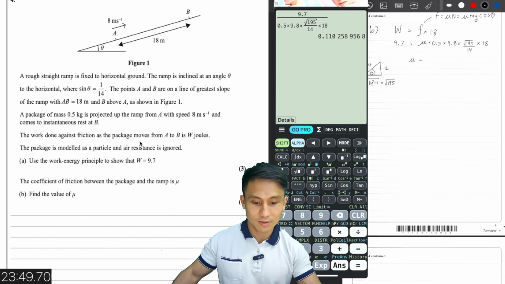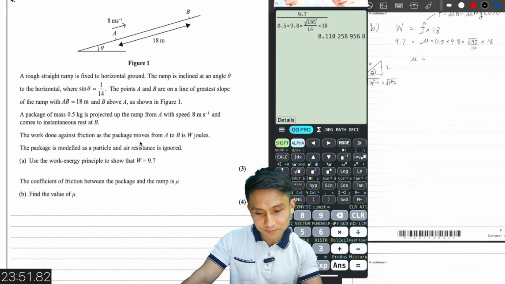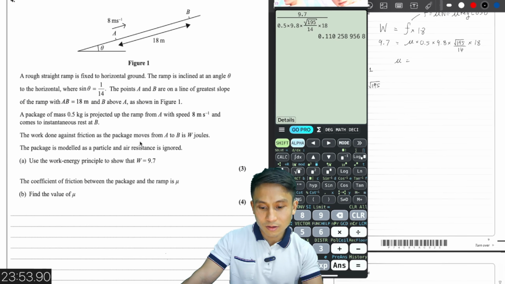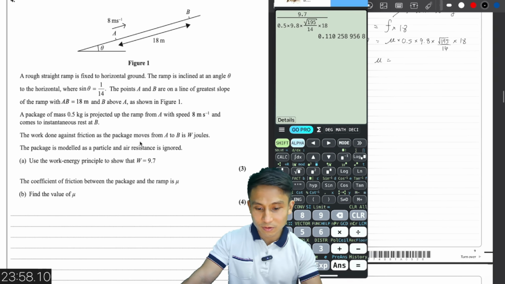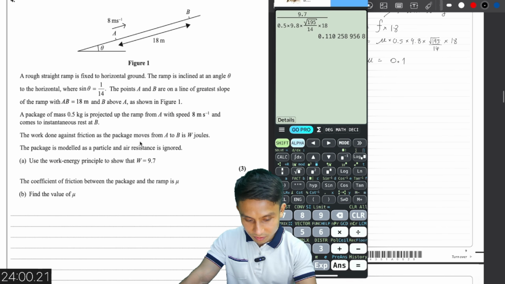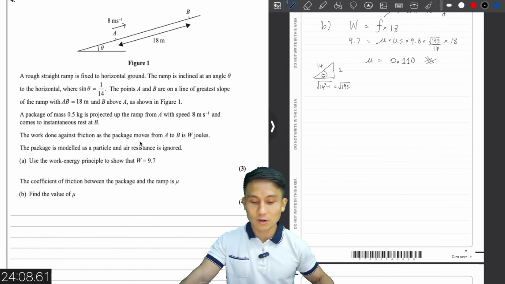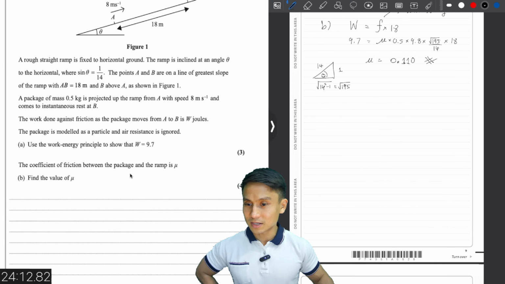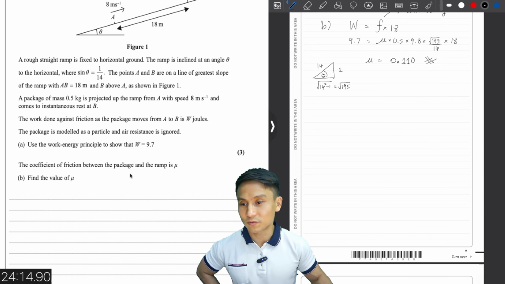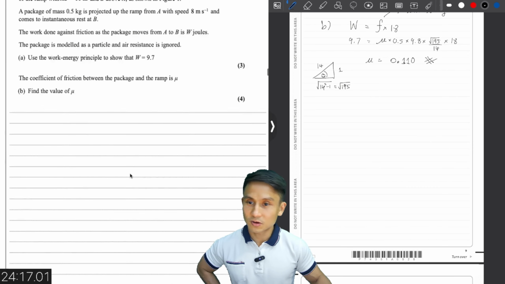Okay, let me just double check the calculator. 9.8 root. Yep, I think I'm okay with everything. I wouldn't go with a fraction, so just do decimal here. Yeah, that would be it. Okay, I think that makes sense. That's not too large or too small for a coefficient of friction. Okay, I'm going to go with that.